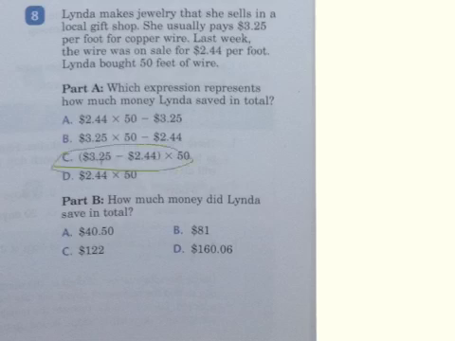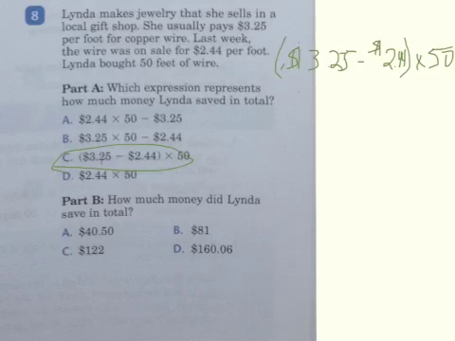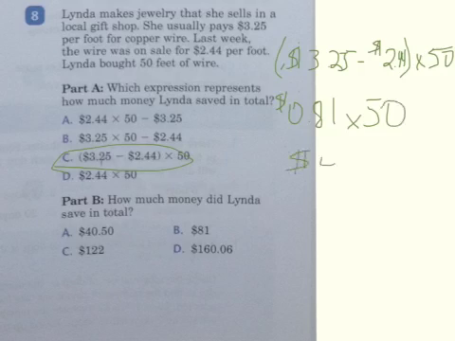And then part B, how much money did Linda save in total? So let's go ahead and work out our problem. We're going to simplify within the parentheses first, and then we're going to multiply. So we're going to say $3.25 minus $2.44 is going to give us 81 cents. And then we're going to multiply that times 50. And so we have savings of $40.50, which is A.